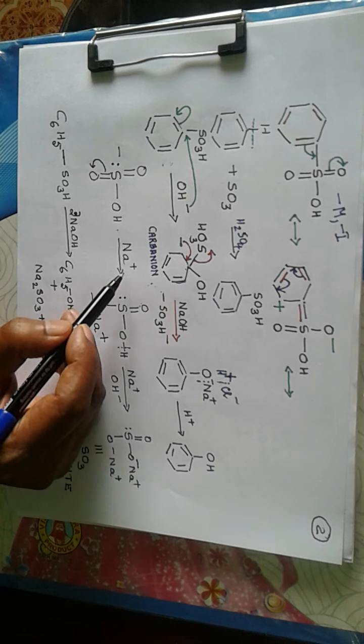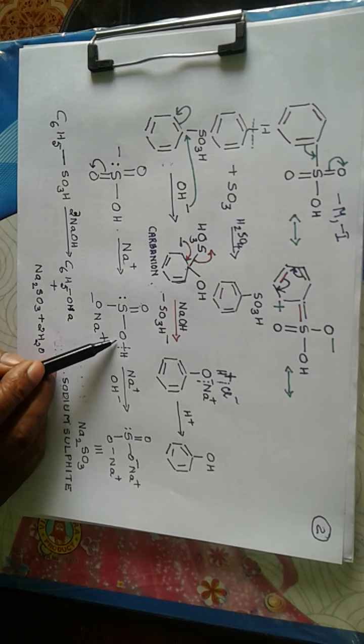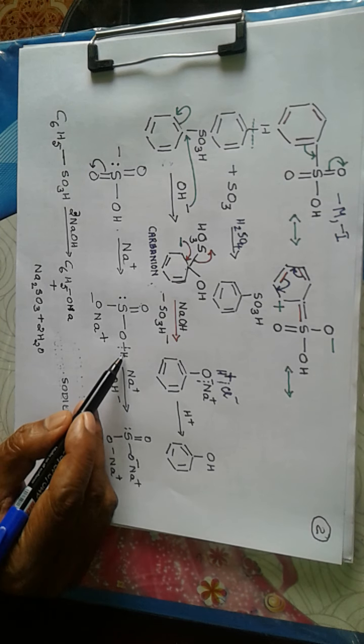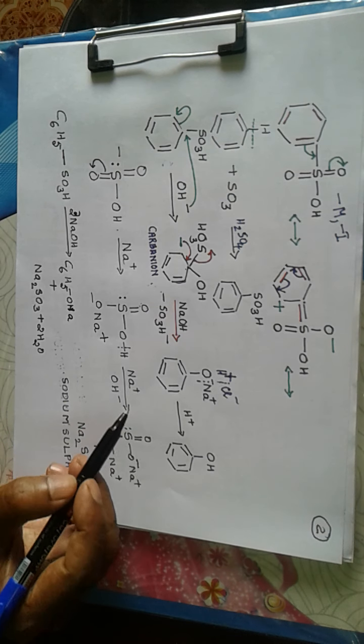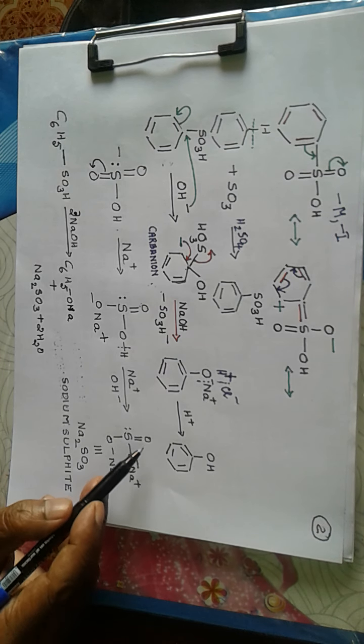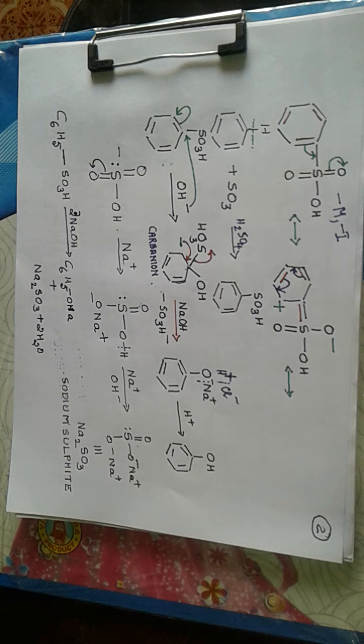Now with the Na positive in the medium supplied by NaOH, the sodium salt is formed. Now this is an acidic OH, so with the NaOH it ionizes, so O negative, Na positive is connected, and the OH is removed. So it forms O negative, Na positive, and this compound is Na2SO3, that is sodium sulfite. So the net reaction may be written as C6H5SO3H plus 3NaOH gives C6H5ONa plus Na2SO3 plus 2H2O. That is a simple equation for the entire process, which may be summed up in this equation.